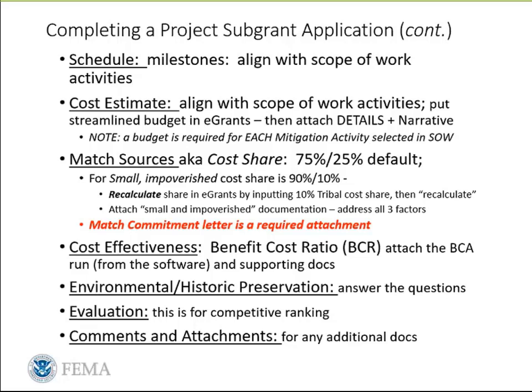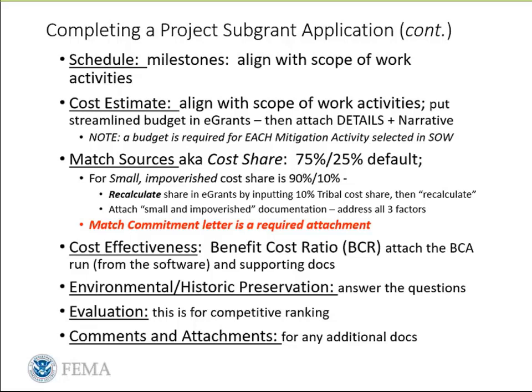I'm going to mention this again, but a match commitment letter is a required attachment for all sub-applications. Cost effectiveness is the next section. This is where FEMA evaluates the benefit cost analysis that you have prepared for your project and ensures that there's a benefit cost ratio of 1:1 or greater. And we'll talk about that a little bit more.